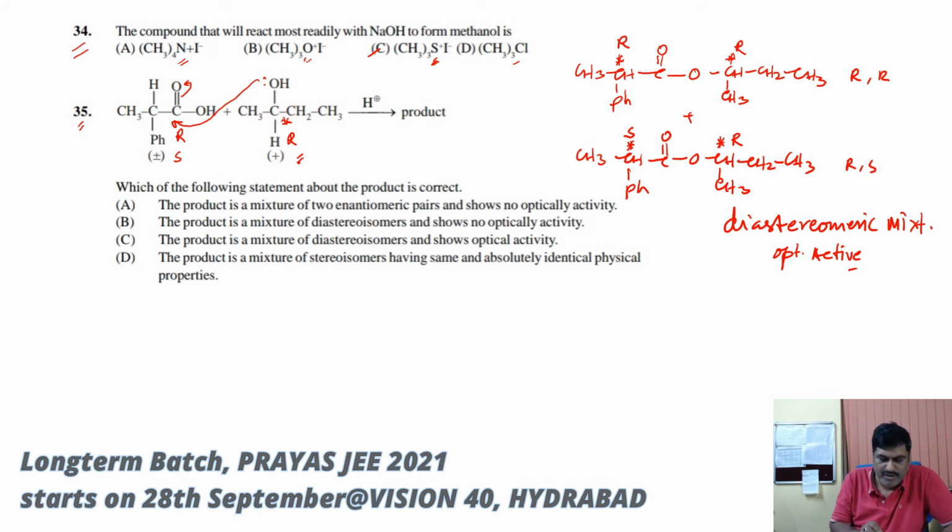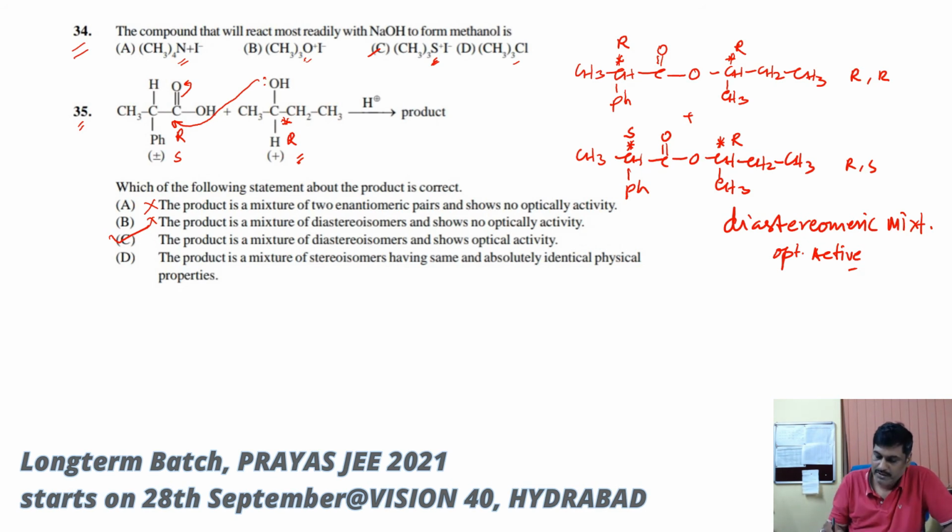The product is a mixture of two enantiomeric pairs, so this one is wrong. The product is a mixture of diastereomers and shows no optical activity. It shows optical activity, so this is also wrong. The product is a mixture of diastereomers and shows optical activity. Yes, that is correct. The product is a mixture of stereoisomers having the same and absolutely identical physical properties. Not at all. Identical physical properties, you know, that is a matter of enantiomers. Okay, fine. So this one is also done. Move to the next question, right?